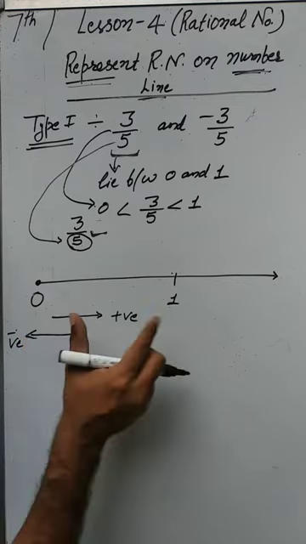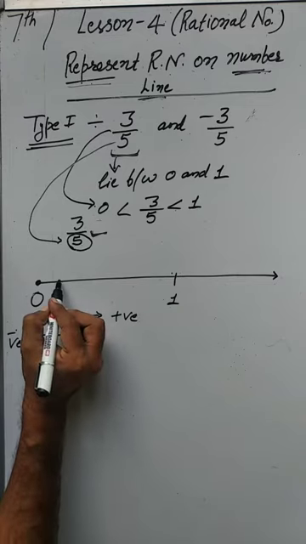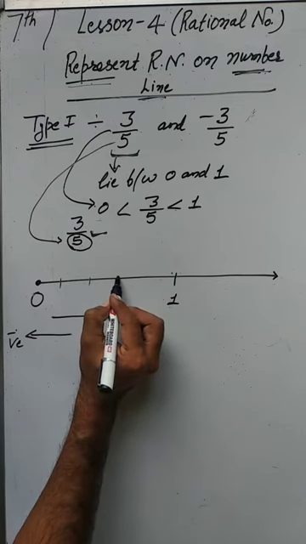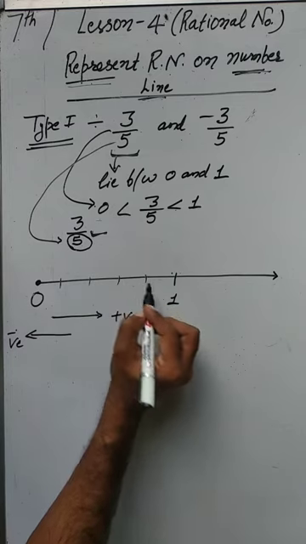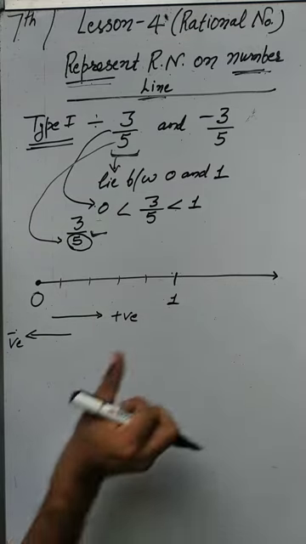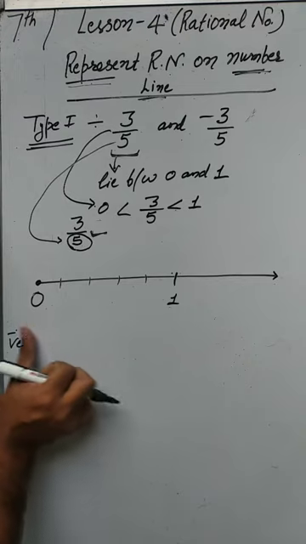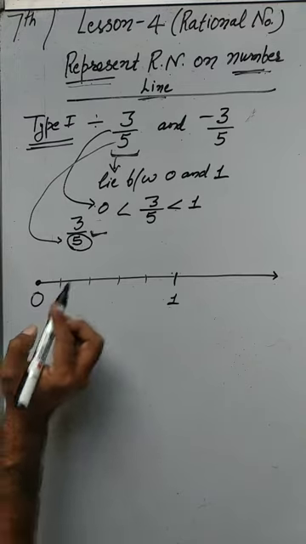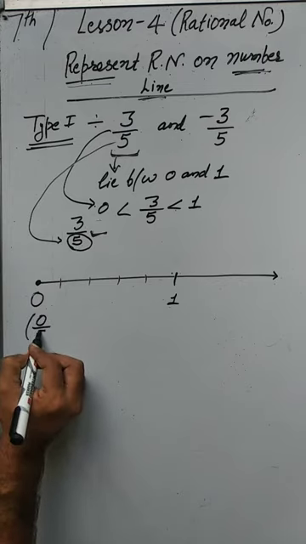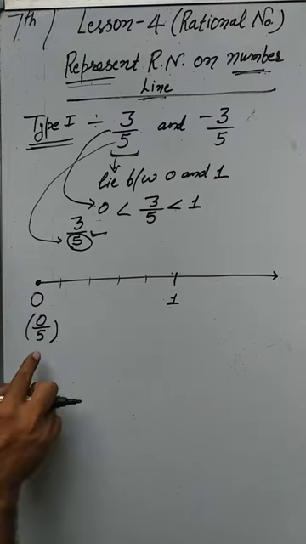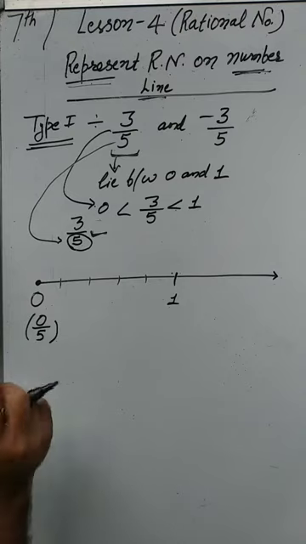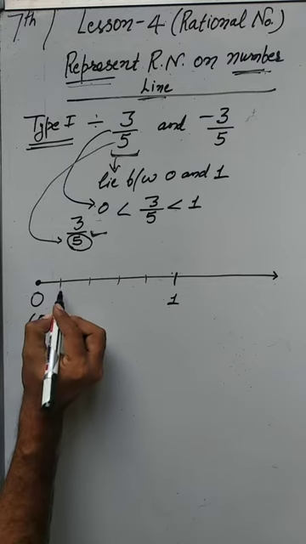Now I am dividing the portion between 0 and 1 into 5 equal parts. Beta 1, 2, 3, 4 and 5. I divide that portion into 5 equal parts. Clear beta? Now first number is 0. What is the denominator here? 5. I can write 0 as 0/5, because 0 divided by any number, the answer will be 0. First number is 0/5.